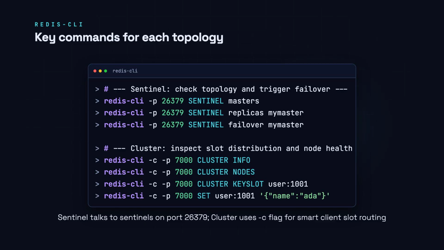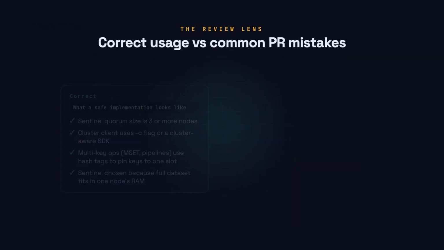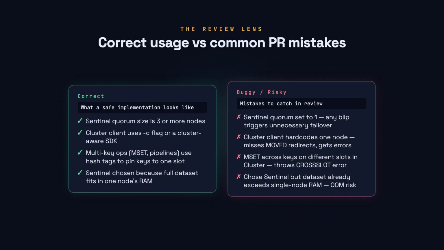When reviewing a PR, check that Sentinel has at least 3 voters, that Cluster clients handle slot redirects, and that any multi-key commands use hashtags. Also verify the topology choice actually matches the data size requirements.